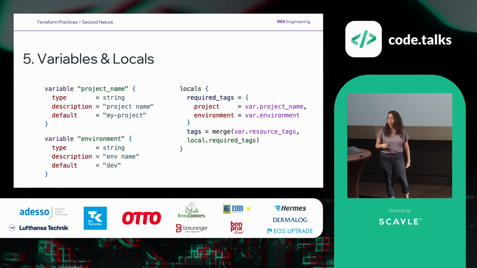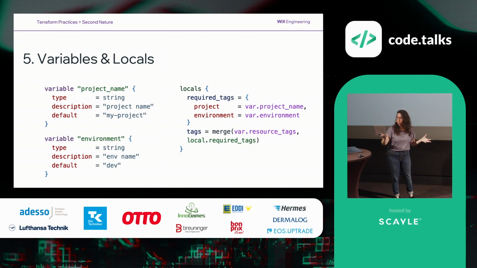So the next thing in the section of second nature is variables versus locals. Variables are pretty much straightforward, right? You just set them up and that's that. And locals are much more complex. You can put conditionals in them. You can merge and use any Terraform functions for doing stuff with the variables themselves.